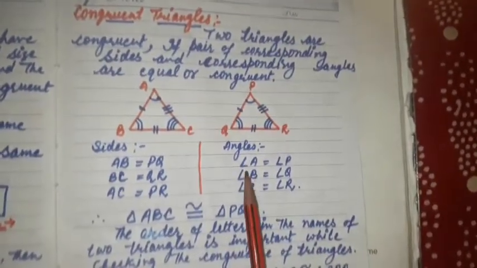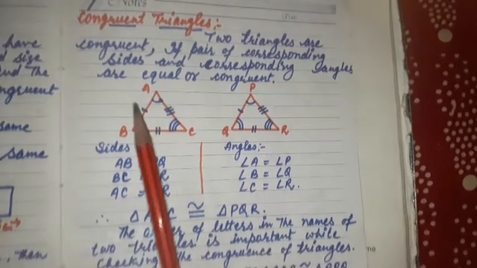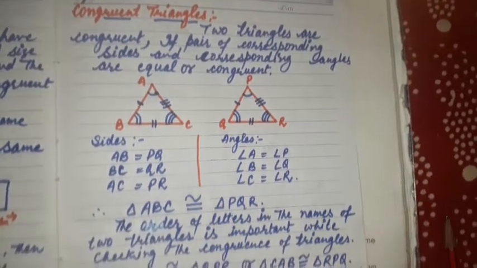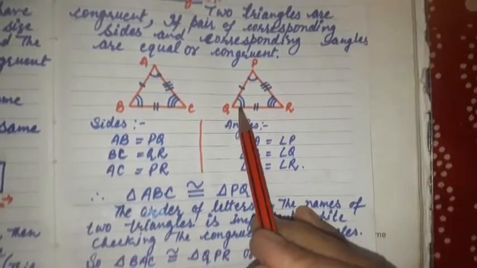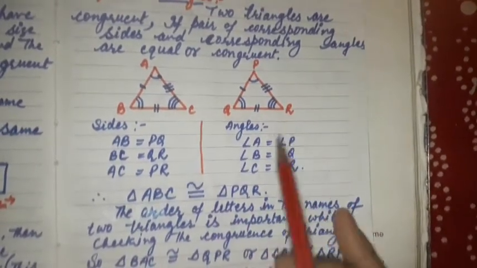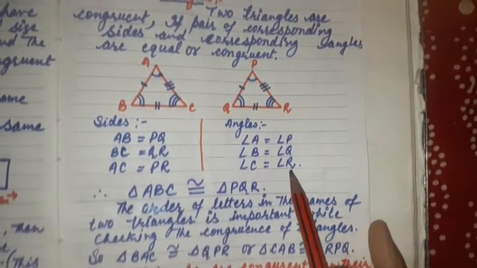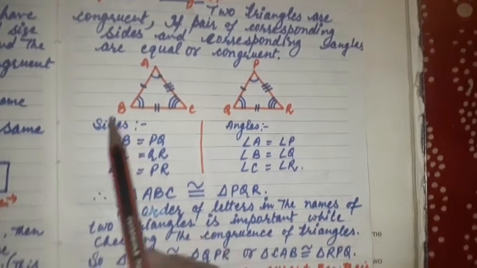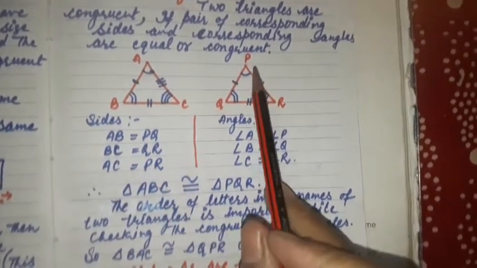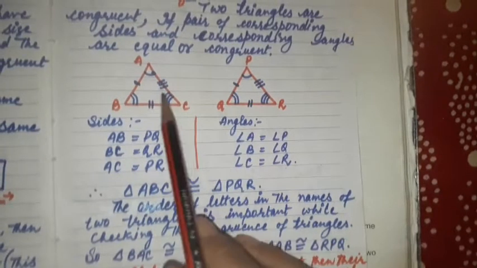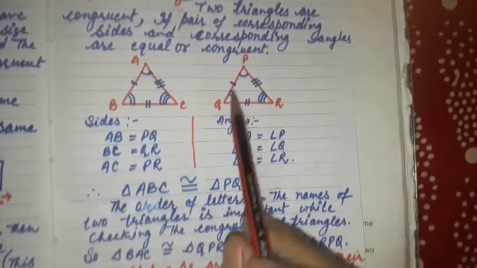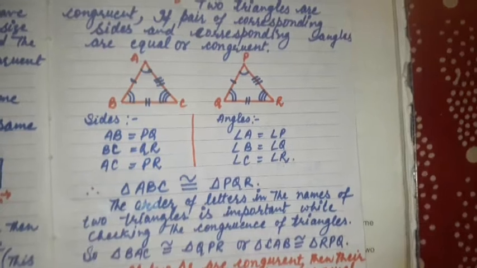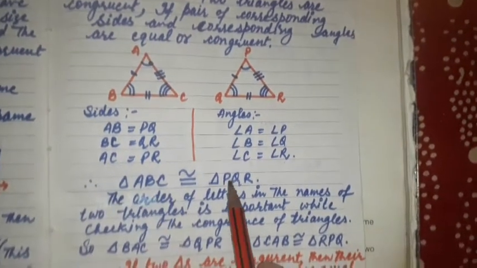Similarly, angle A is equal to angle P, angle B is equal to angle Q, and angle C is equal to angle R. These angles are equal, meaning corresponding parts. The three sides of this triangle and this triangle are equal with each other, and similarly these three angles and these three angles are equal with each other. Then we can say that these two triangles are congruent.